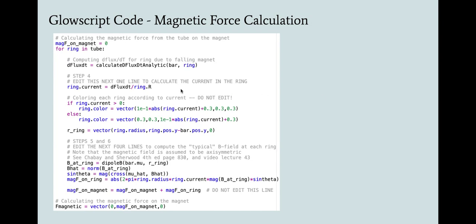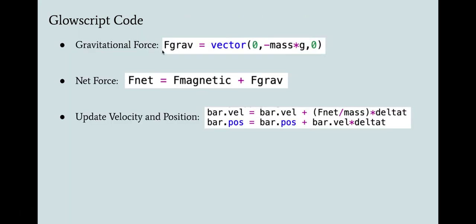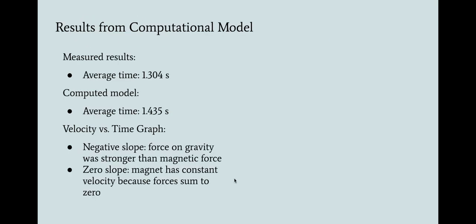I edited this line to calculate the current in the ring, and then edited the 4 lines down here to compute the B field at each ring. And then this is the rest of the code. I edited these 3 lines to calculate the gravitational force and the net force, and then, like I said, we used Newton's second law to update the velocity and position.